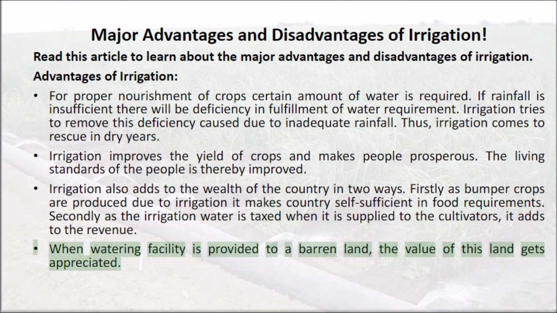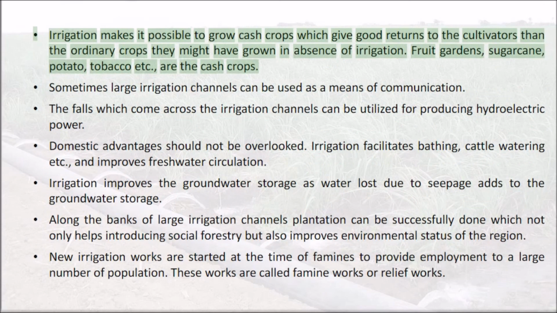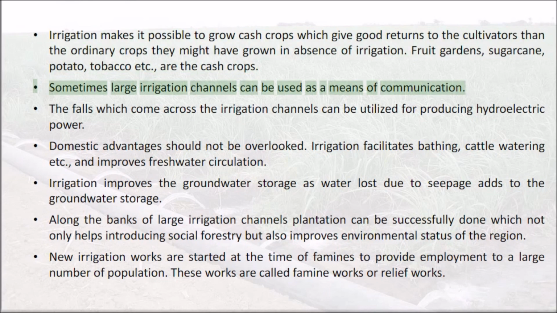When watering facility is provided to a barren land, the value of this land gets appreciated. Irrigation makes it possible to grow cash crops which give better returns to the cultivators than the ordinary crops they might have grown in absence of irrigation. Fruit gardens, sugarcane, potato, tobacco, etc., are the cash crops. Sometimes large irrigation channels can be used as a means of communication. The falls which come across the irrigation channels can be utilized for producing hydroelectric power.